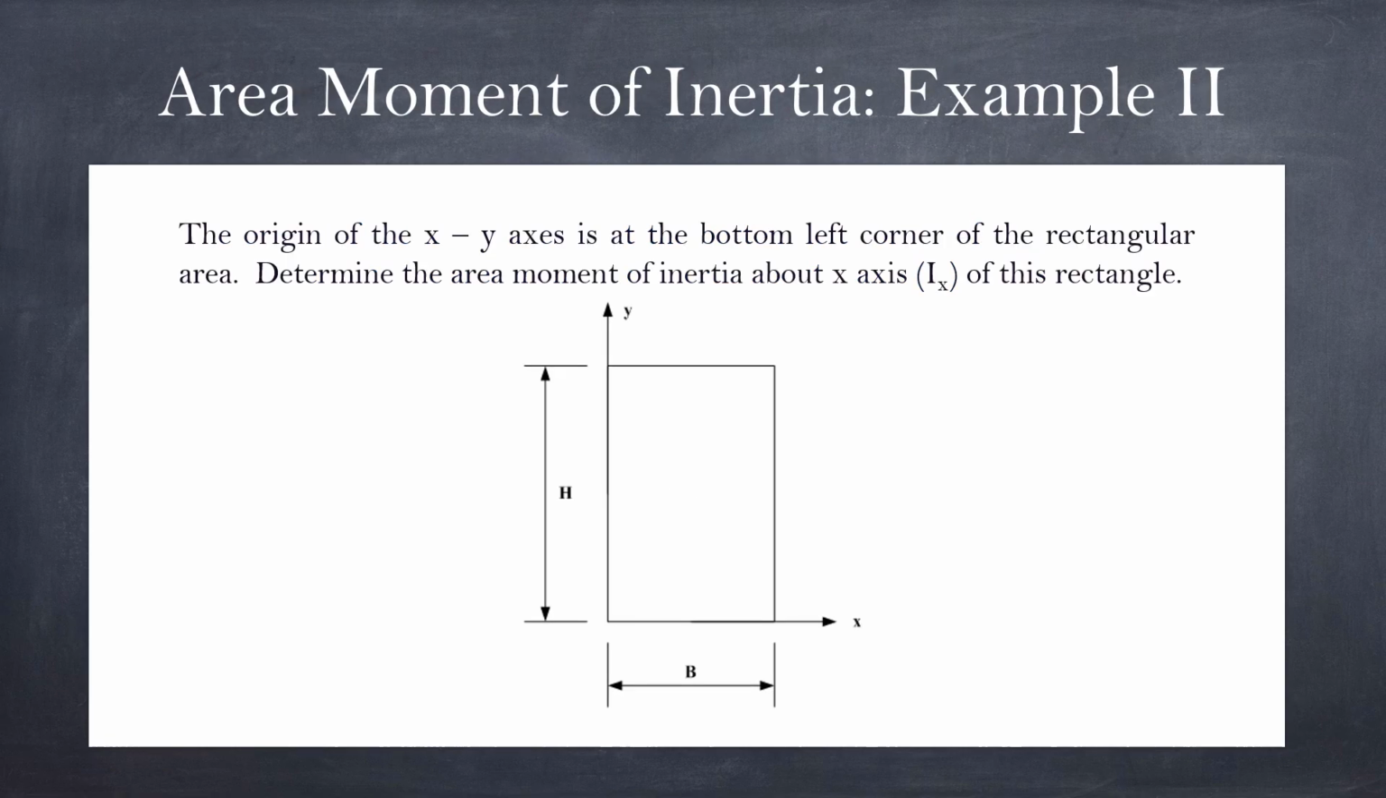Let's move on to example 2. In this one, it's the same cross-sectional area. The height is h, the base is b. But this time, the origin and the x-axis and y-axis change. Now x is at the bottom and y is at the left side of the box, not at the centroid anymore. Again, we want to find the area moment of inertia about the x-axis, Ix. However, it's not at the centroid, but at the bottom of the rectangle.